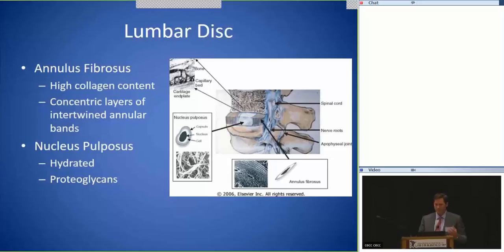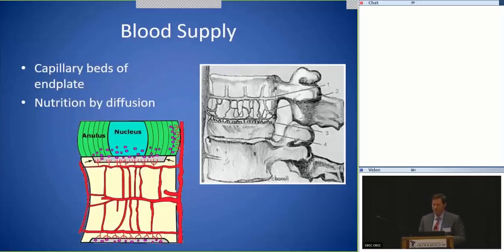And the relationship between those two becomes important with disc herniations and other pathology. Unfortunately, our disc space has a very, very poor blood supply. So anybody who smokes in the room or knows anybody who smokes, this is the problem, is that there's no blood vessels that go to the disc.